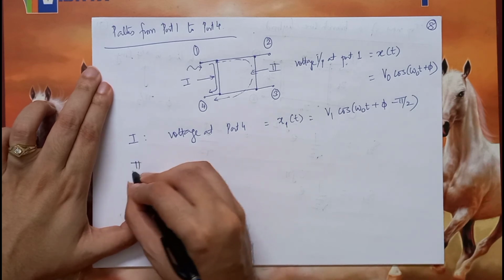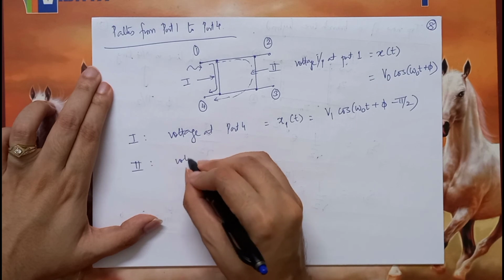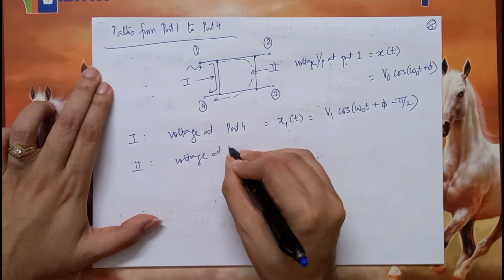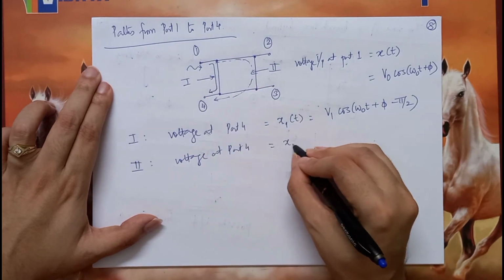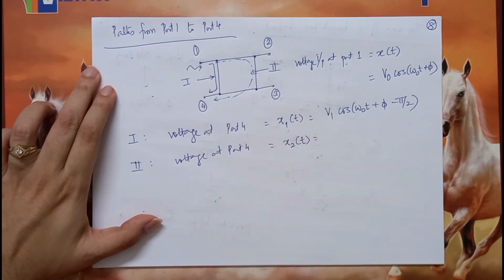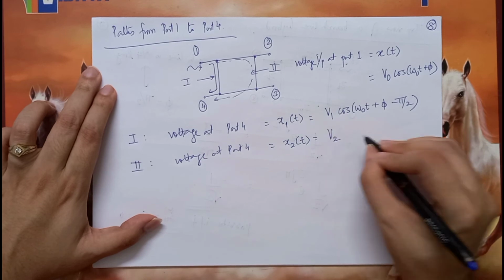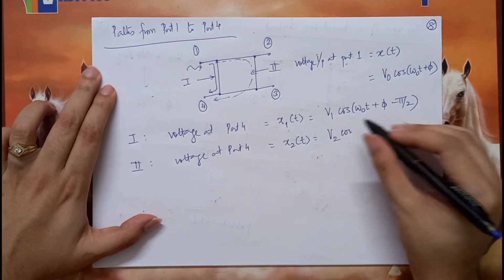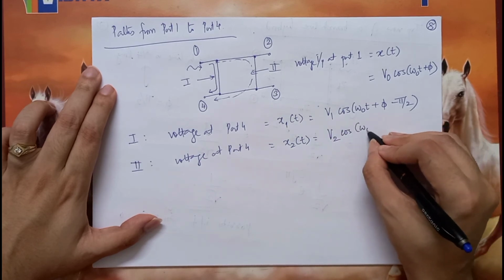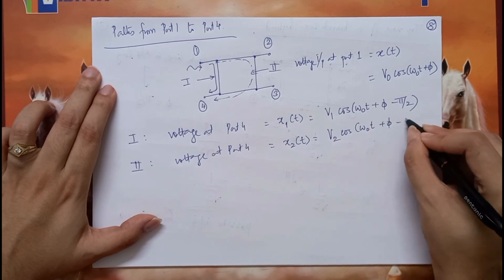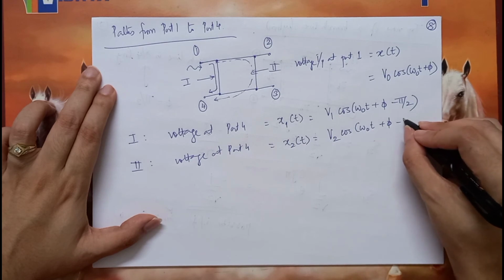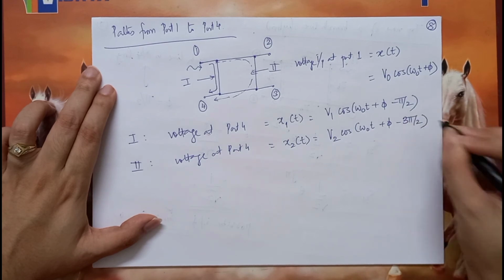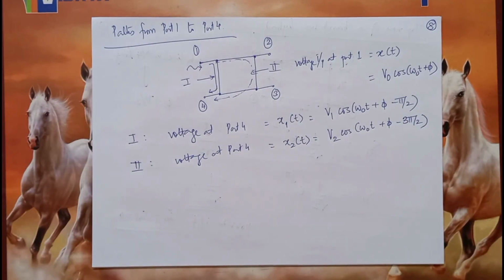Likewise, due to path 2, the voltage at port 4, that is for this path, let's call it x2 of t. Let's say the magnitude has changed, and we will call it V2 cos(omega 0 t plus phi minus 90 degrees minus 90 degrees minus 90 degrees). So it will be 270 degrees or 3 pi by 2.